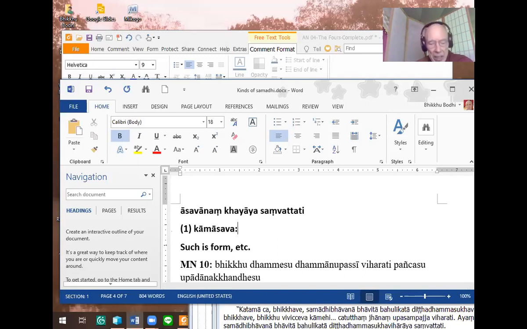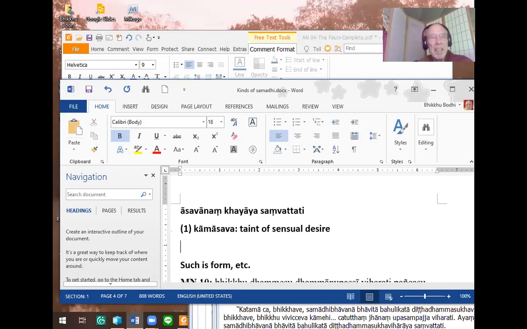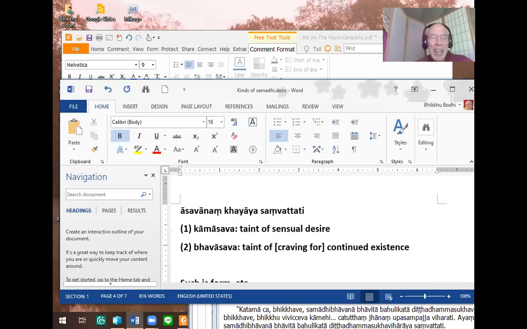And so we have kamasava, that is the taint of sensual craving, of sensual desire. The bhavasava, the taint of craving for continued existence. This is the craving that leads us back again and again to rebirth within this samsara. And then the most basic asava is that of ignorance, the taint of ignorance.